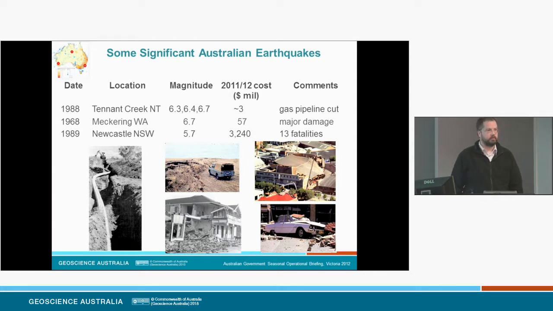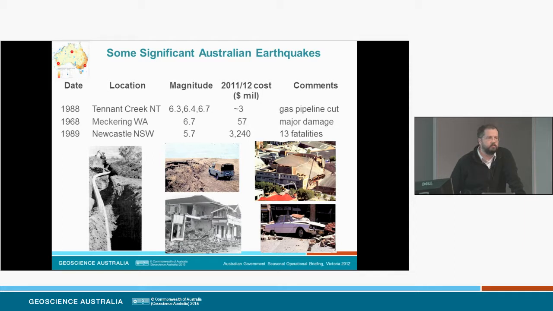So this is what happened in Tennant Creek in 1988. Basically there is a sequence of 3 magnitude 6 plus earthquakes within the space of 12 hours, each one triggering the next one. To give you some idea of scale, that's about the same as the Christchurch earthquake, give or take a bit, which killed 188 people, but out in the middle of nowhere it basically just bent a pipeline, shown in the bottom left hand corner. And estimated costs somewhere in the vicinity of a few $1 million.